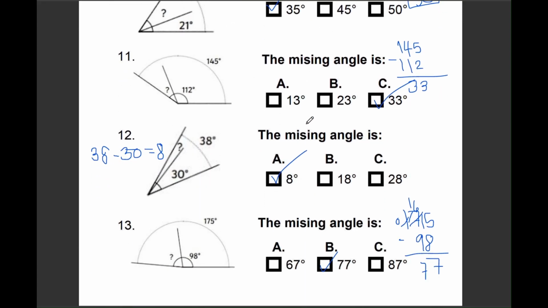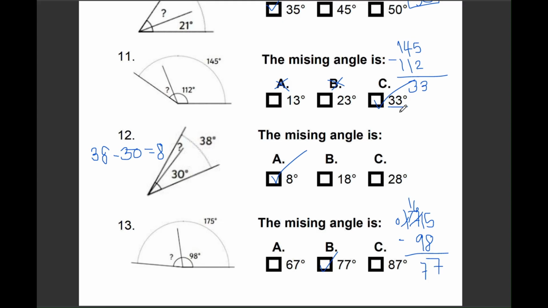Question 11. Let's find the missing angle in a diagram that has a 145-degree arc where 112 degrees is already given. The options are 13 degrees, 23 degrees, or 33 degrees. Why not 13 or 23? Because 13 or 23 do not complete the 145-degree arc. The answer is 33 degrees. The formula or working is simply 145 minus 112 equals 33 degrees.